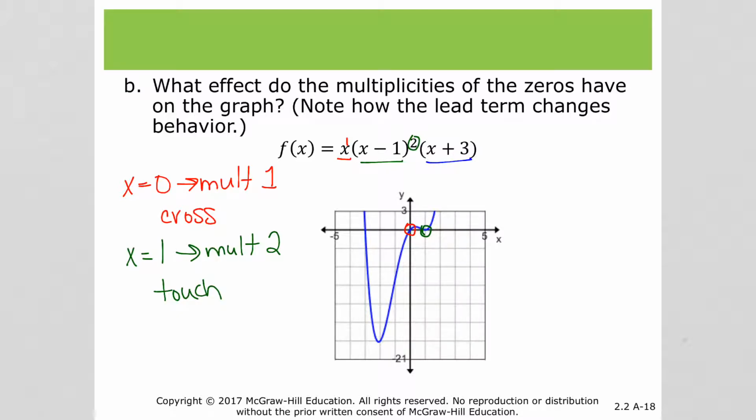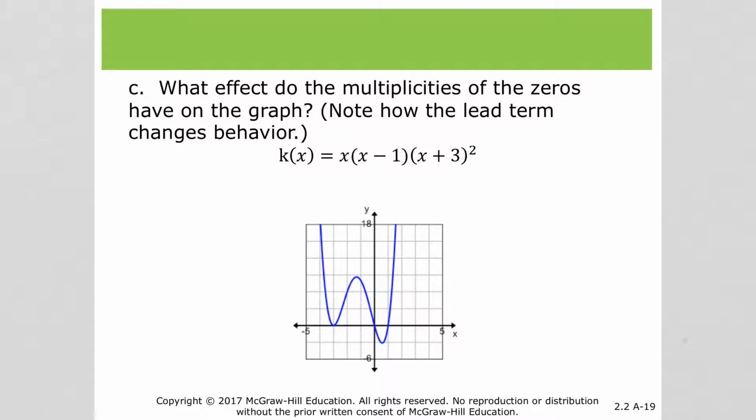And then a factor of x plus 3, the 0 would be negative 3. That has a multiplicity of 1. And we can see over here that the multiplicity is odd and it crosses. One more. Here we've got x equals 0. It has a multiplicity of 1 and it crosses. x equals 1 has a multiplicity of 1 and it crosses. x equals negative 3 has a multiplicity of 2 and it touches.